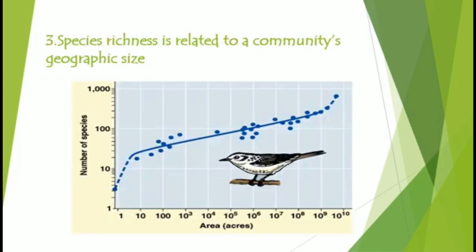Number three, species richness is related to a community's geographic size. So the species-area curve quantifies what may seem obvious: the larger the geographic area, the greater the number of species.